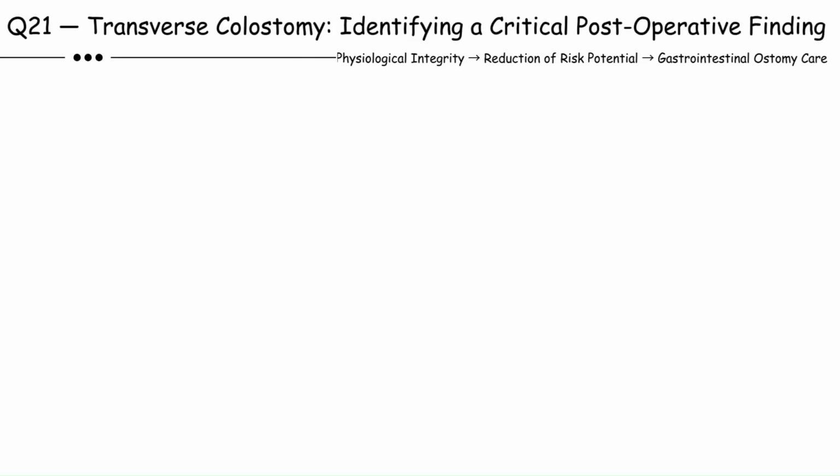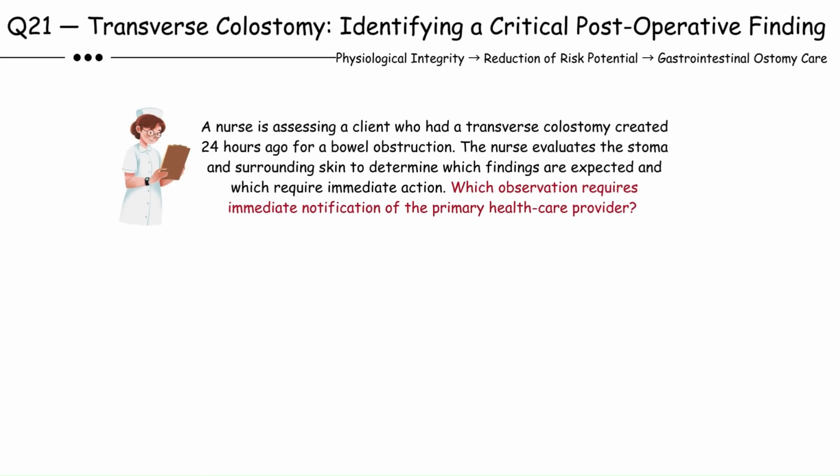Question 21. Transverse colostomy. Identifying a critical postoperative finding. A client had a transverse colostomy created 24 hours ago for a bowel obstruction. The nurse is now assessing the stoma and surrounding skin to decide what is expected and what is an emergency. Which observation requires immediate notification of the primary healthcare provider?